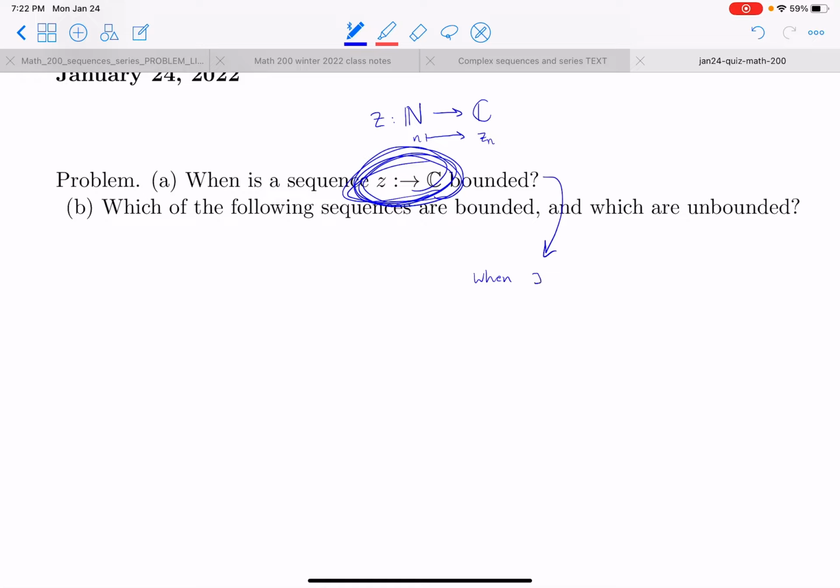Okay, so when is a sequence bounded? When there exists some number b that's positive, because it's going to be the radius of a ball, such that for all natural numbers n, z sub n, the size of it is less than b. That just means that it's in a ball about the origin. This is radius b, and all the z sub n are in there, for all n. So there exists a b such that for all n, this is true. Okay, so that's when it's bounded.